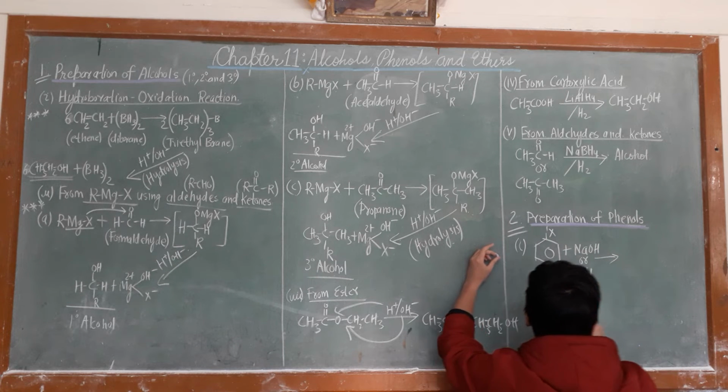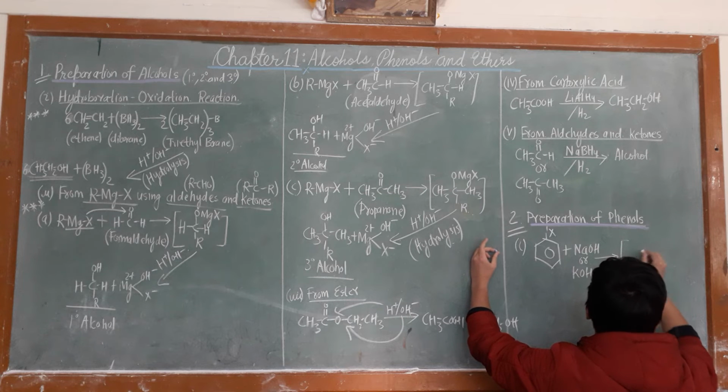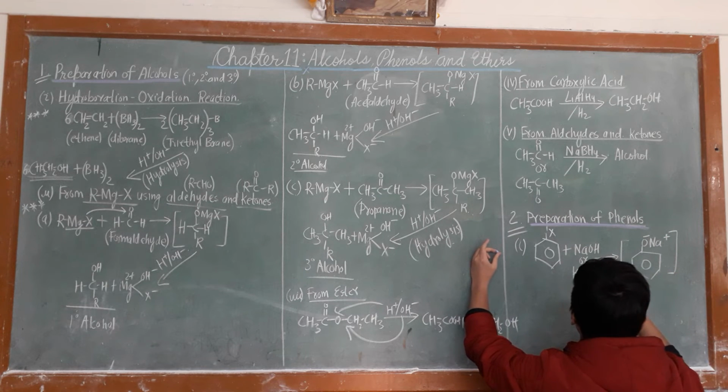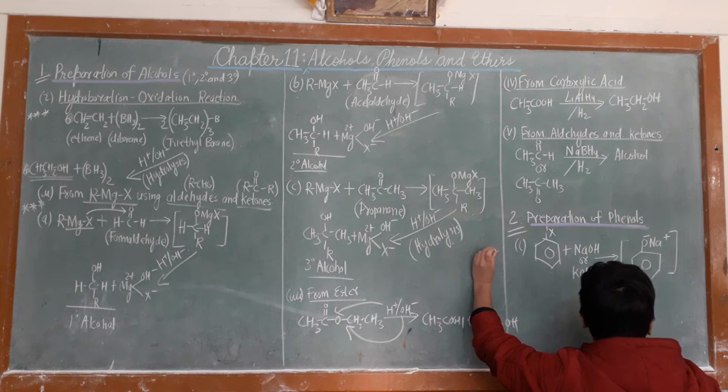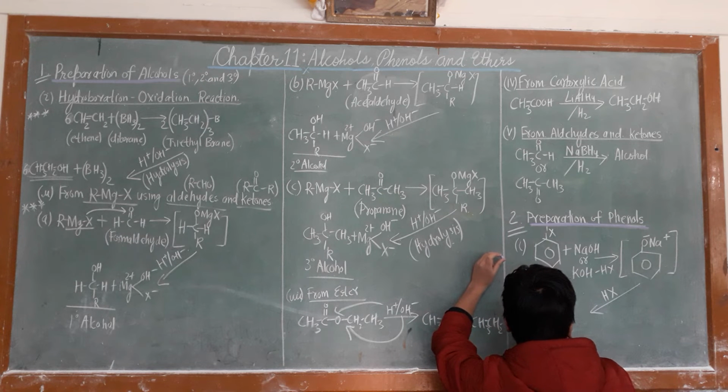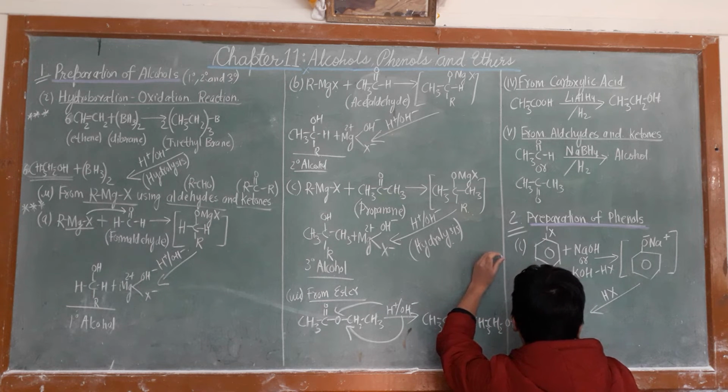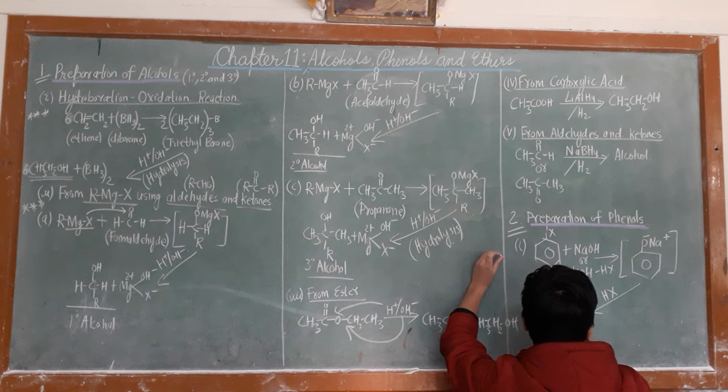Now when you react these two, you will get an intermediate that is O negative Na plus. Okay? As a result, minus HX. Now, when you further react this with HX, you get phenol plus NaOH.